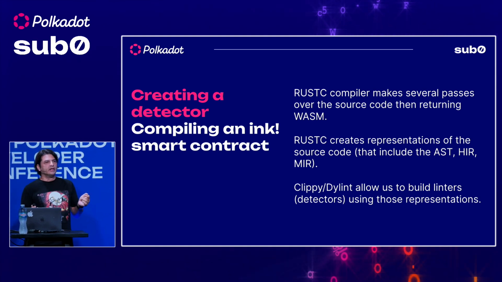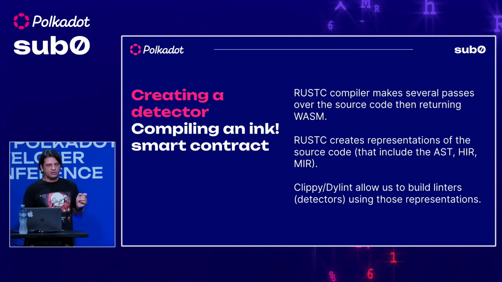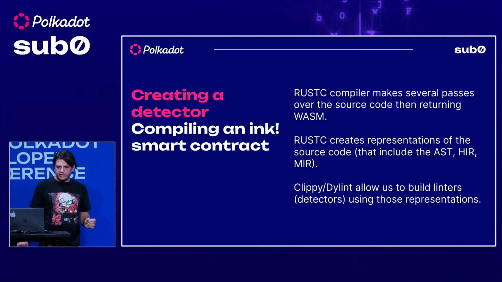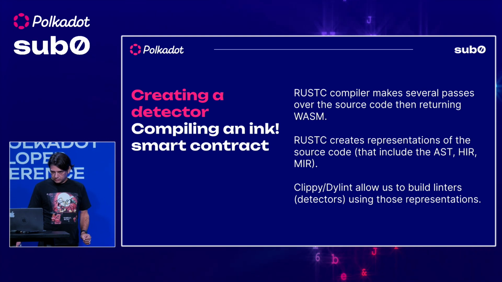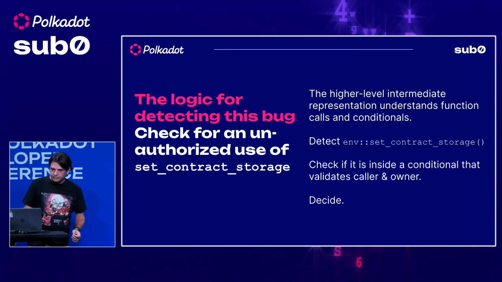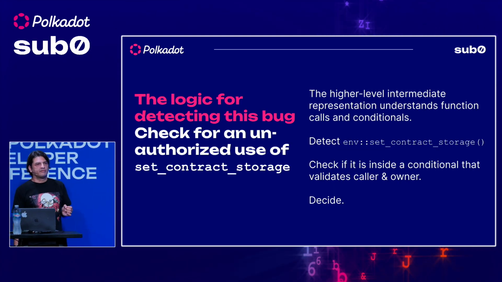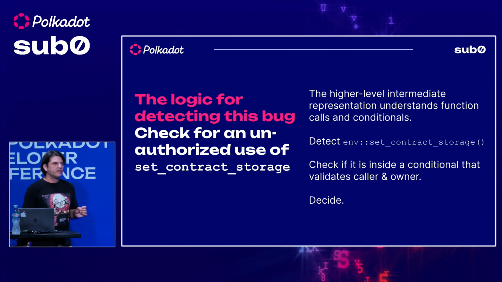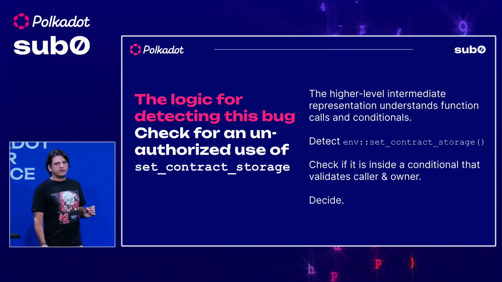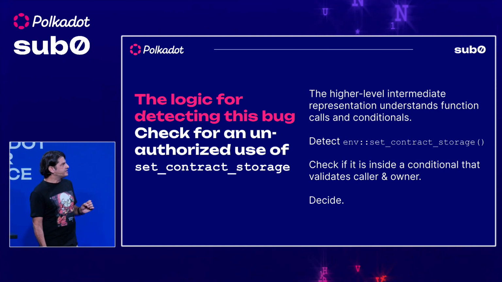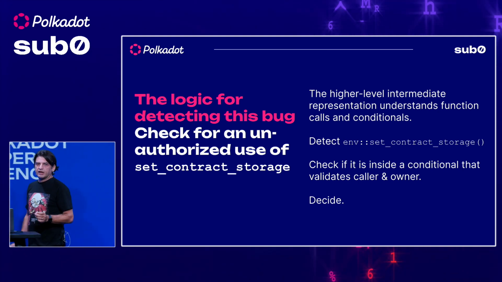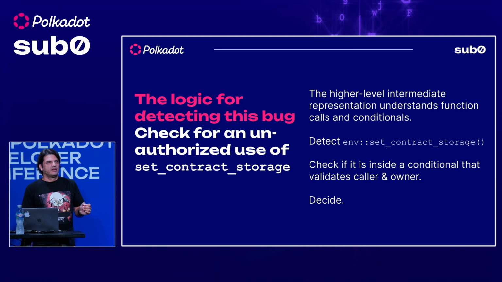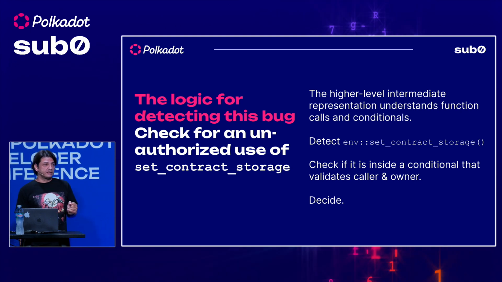And we'll take hold of Dylint in order to use these representations. Basically, the logic of our detection is going to be this. We are going to visit the different calls to functions, and we're going to see if at some point it is calling set contract storage. If that happens, then it could be a correct use of set contract storage.